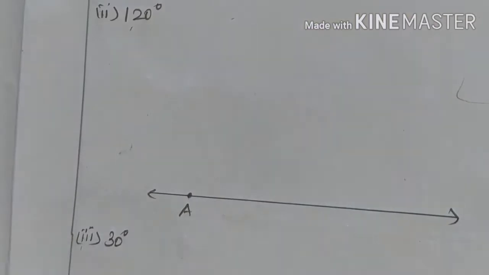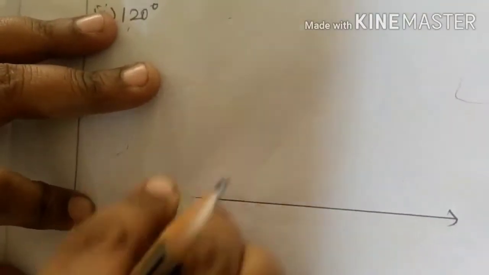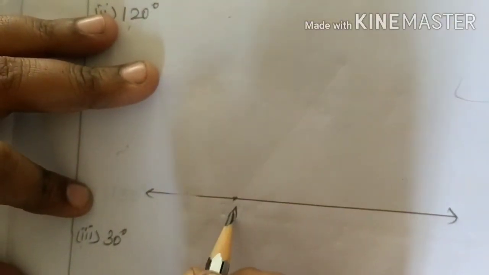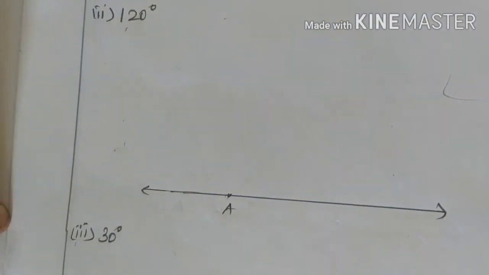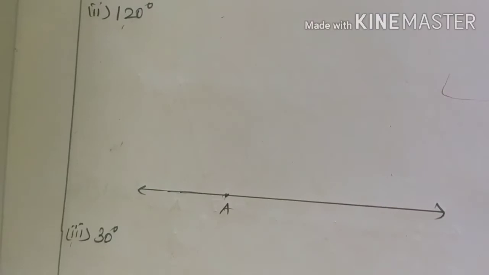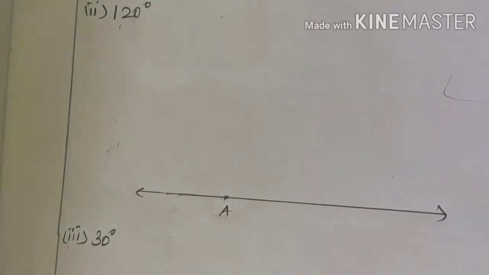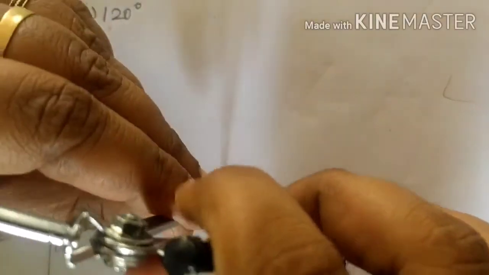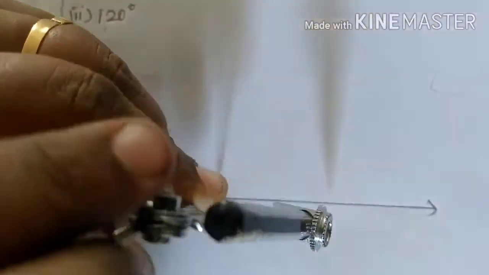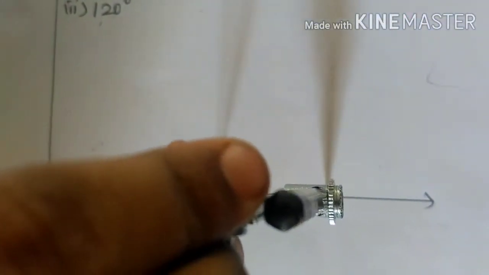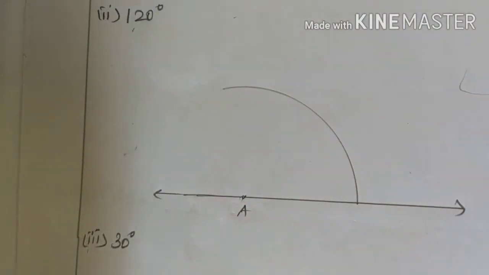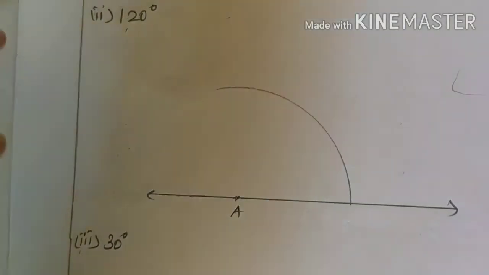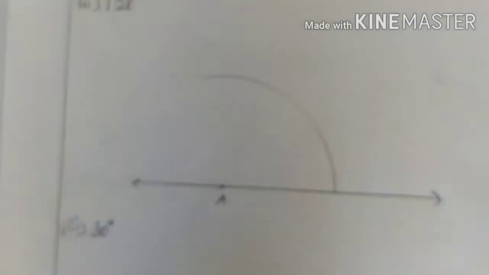So I am just marking it here. Now what you want to do, take the compass. Take a convenient measurement. Draw an arc here the same way you would draw it for any measurement. Have you understood, children? Now mark it as B.